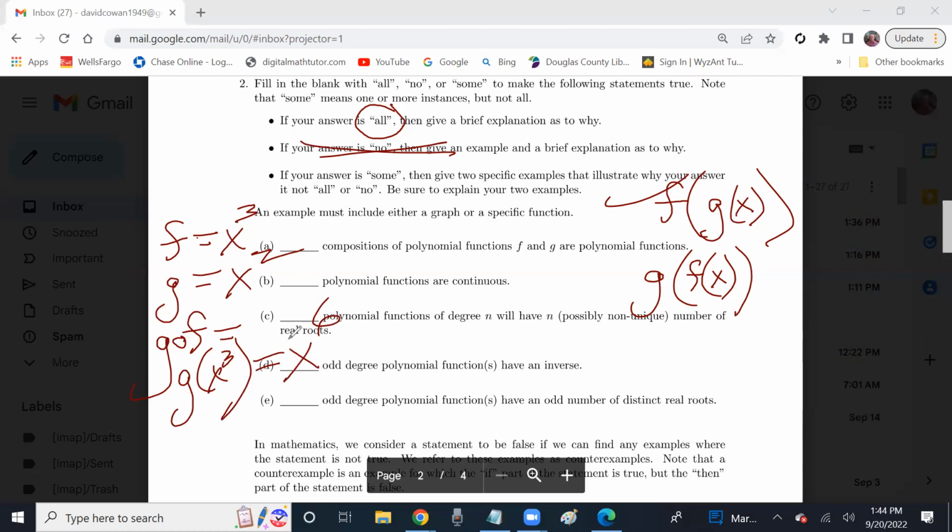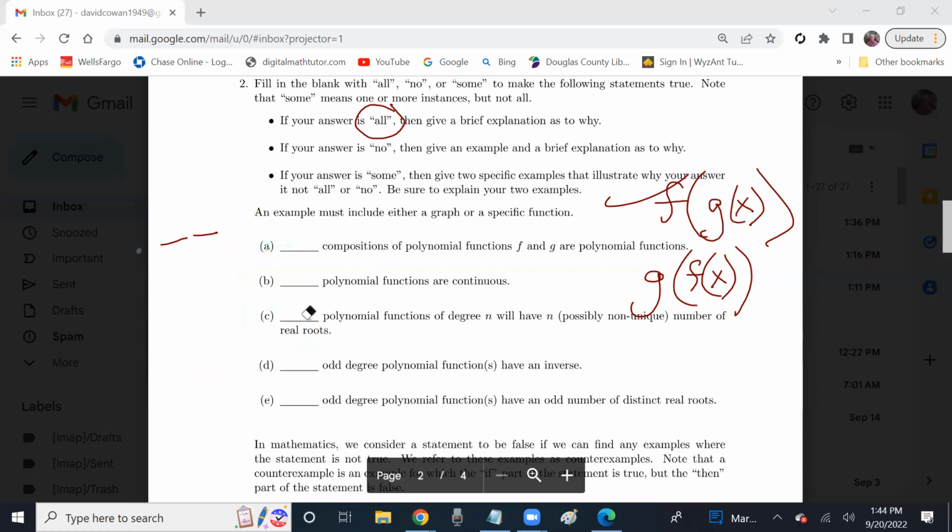You don't want to get into a situation here where you have to try 10 different kinds and see that all 10 of them result in a polynomial. In other words, if you can't figure out relatively quickly one that does not result in a polynomial, then just go with it. So at this point, since I can't find one that is not, I'm going to go with all.